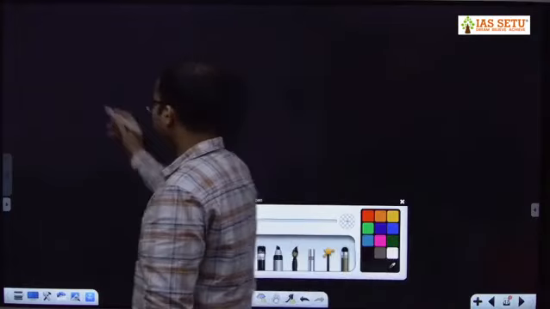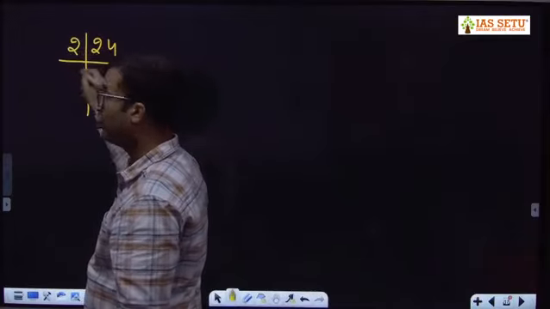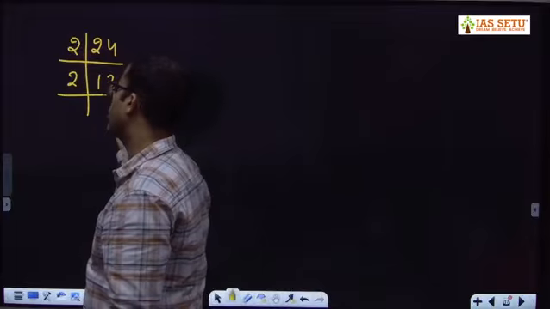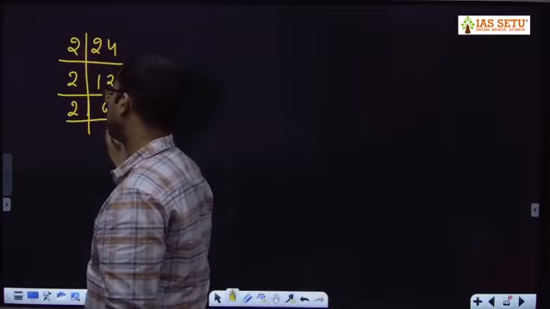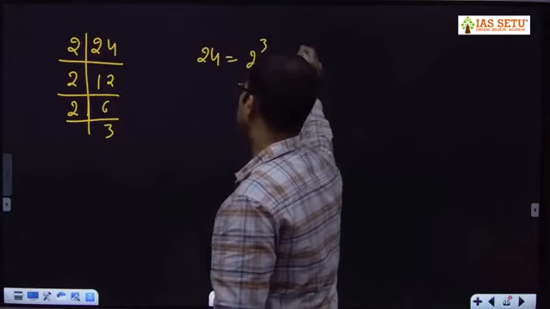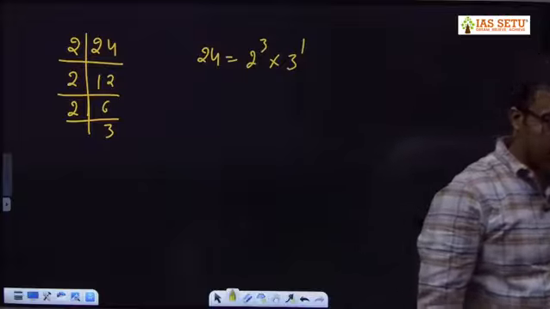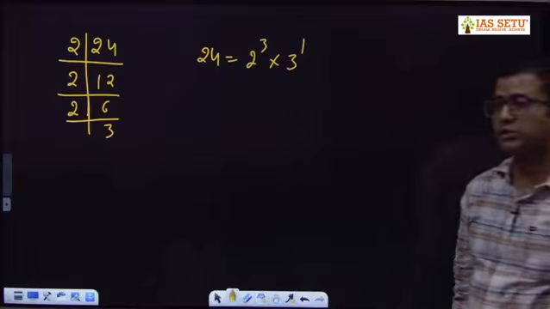Like 24. Step number 1 is we have to convert 24 in the prime form. 2 common 12, 2 common 6, 2 common 3. So 24 is 2 is to power 3 into 3 is to power 1. Okay, 24 is 2 is to power 3 into 3 is to power 1.